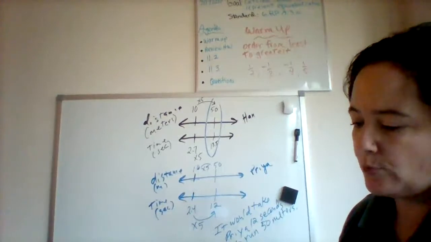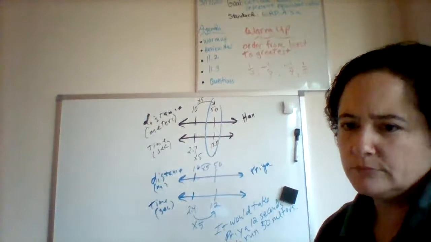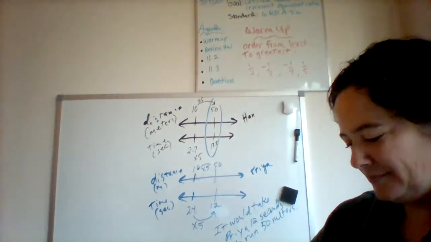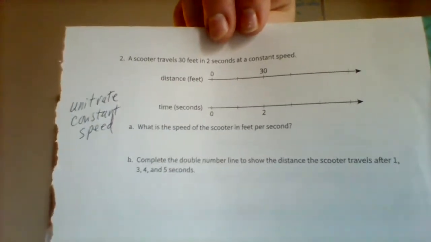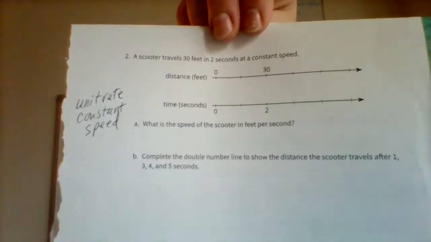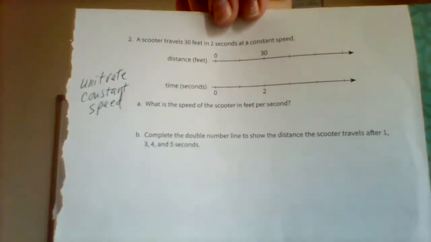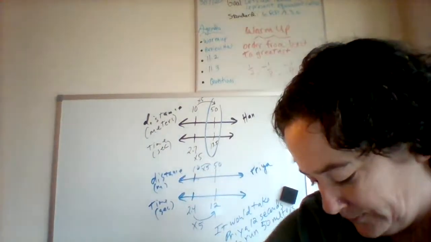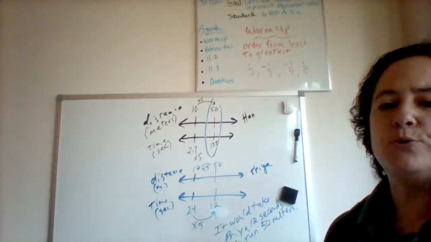All right, we're ready for number 2, guys. Number 2. I labeled it unit rate and constant speed. Why did I label it unit rate this time? What was the key phrase that told me it was unit rate?